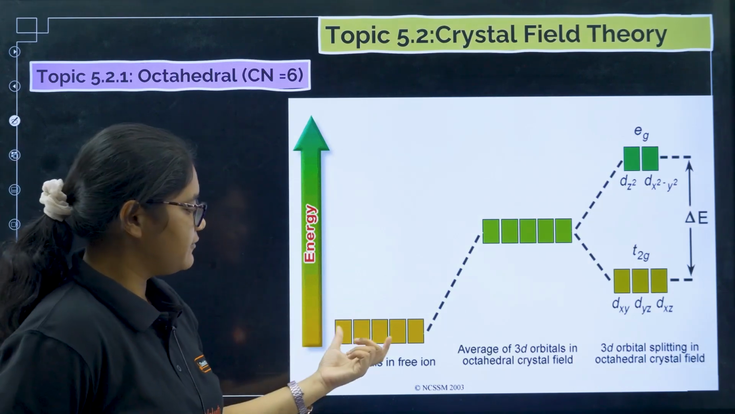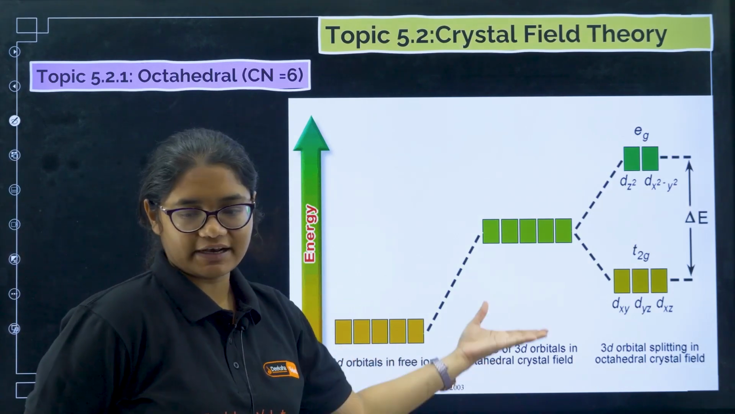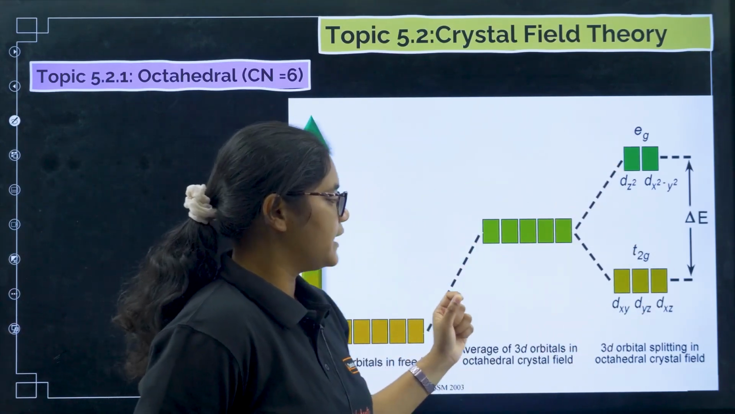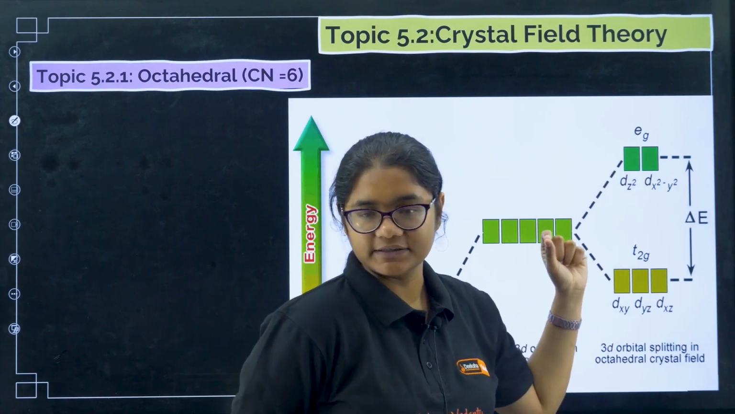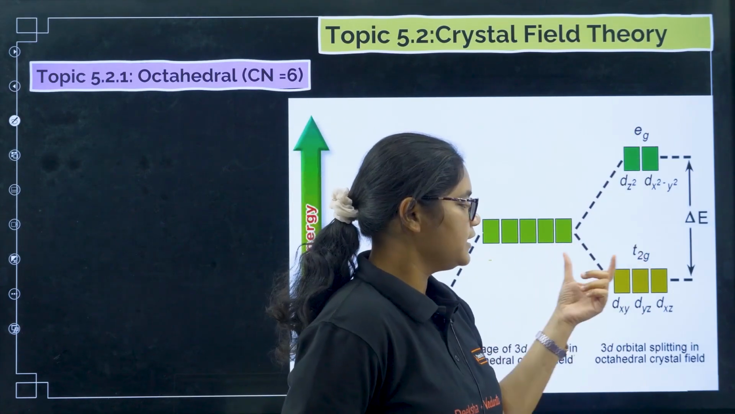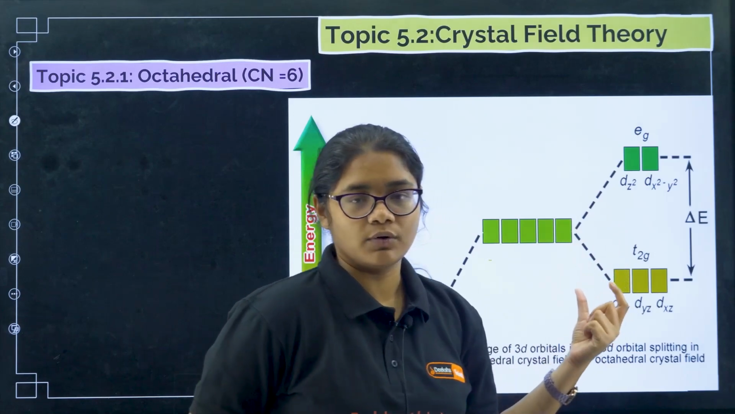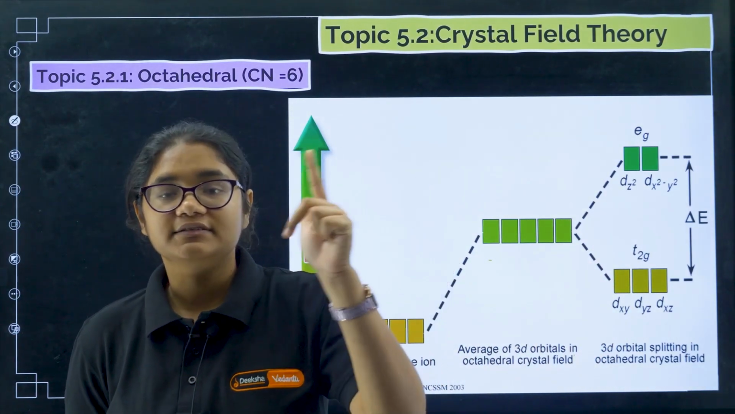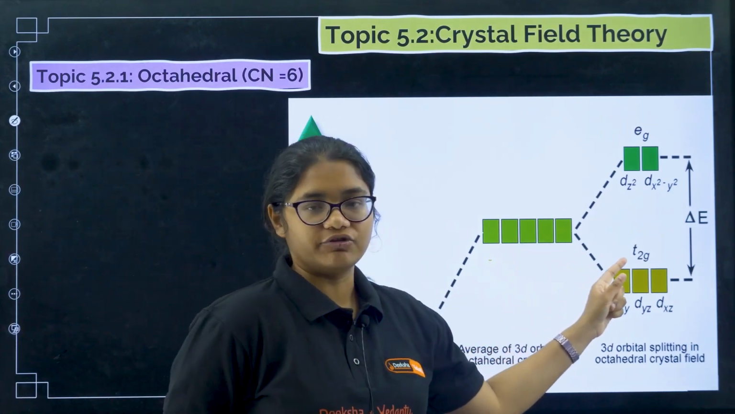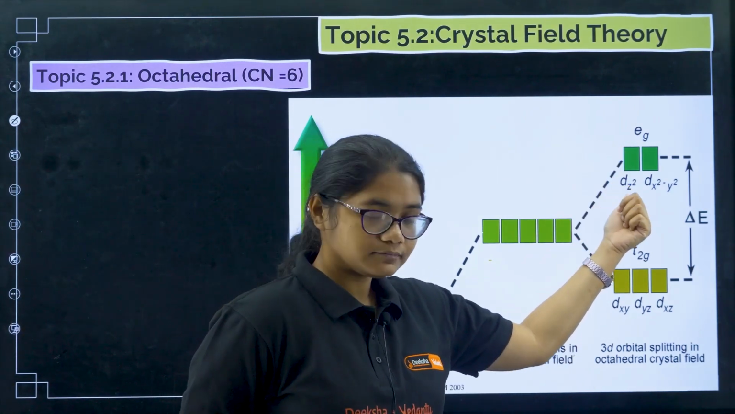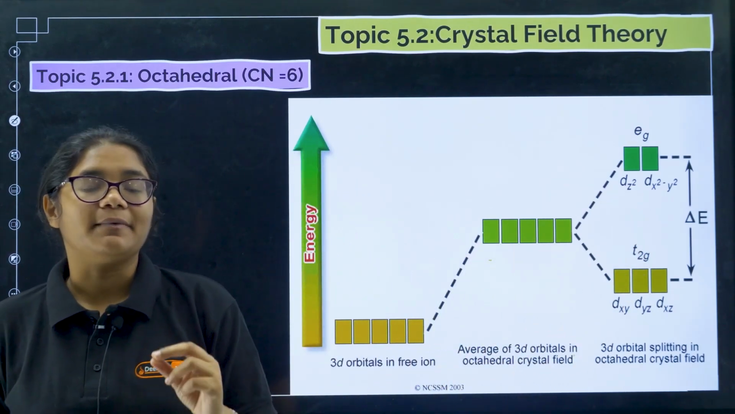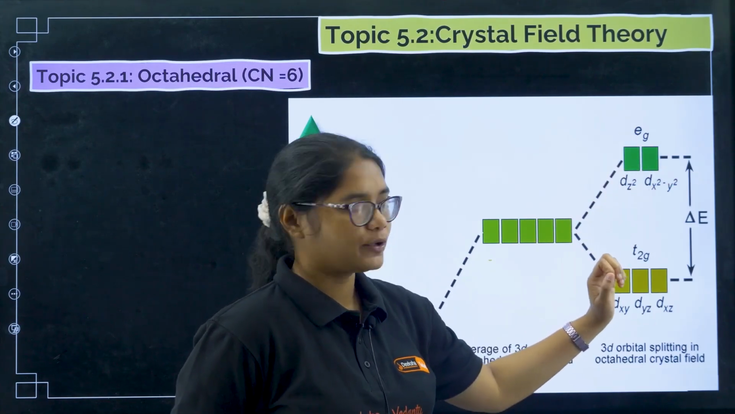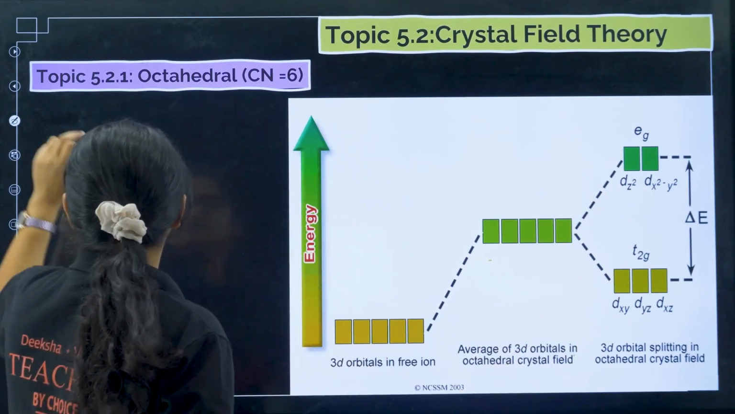I told you, these 5 d orbitals are present. When the ligand approaches, their energy increases, and after that there is splitting of the d orbitals. In the case of octahedral, it is t2g and here it is eg, meaning 3 orbitals and 2 orbitals make a total of 5. 3 orbitals come down and 2 orbitals go up. Which 3 orbitals come down? dxy, dyz and dzx. These 3 orbitals together are called t2g, and when they go up you get dz square and dx square minus y square. These 2 orbitals are called eg orbitals. So that is the splitting here.